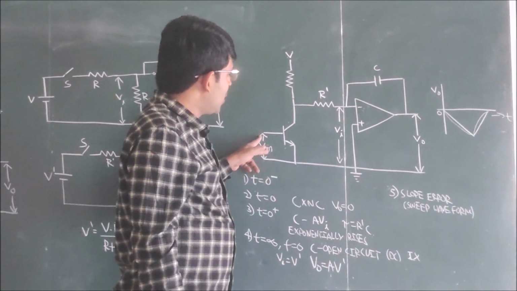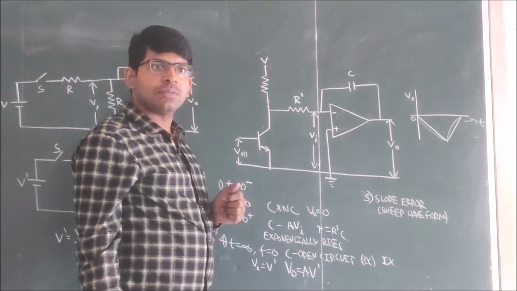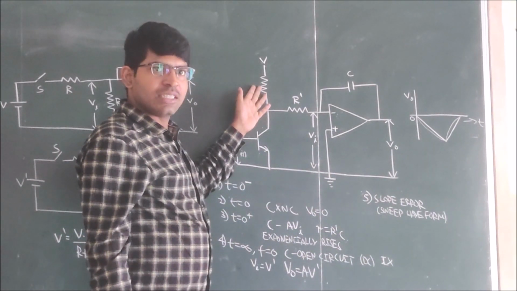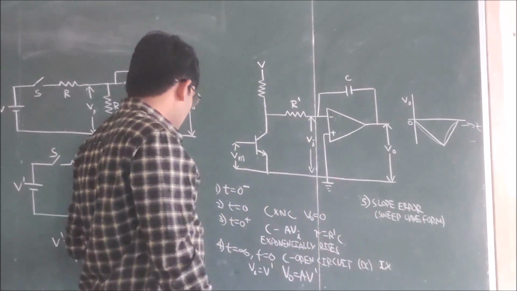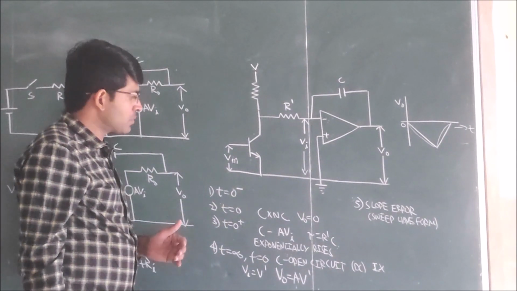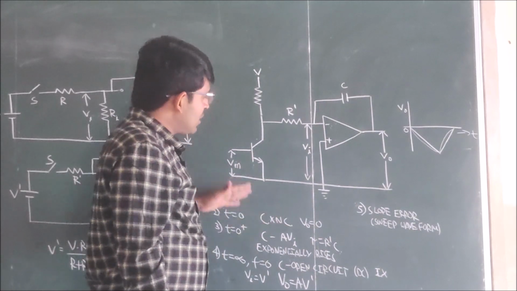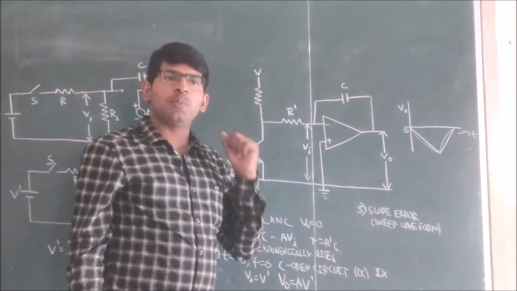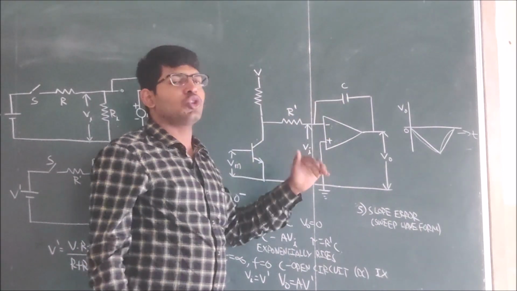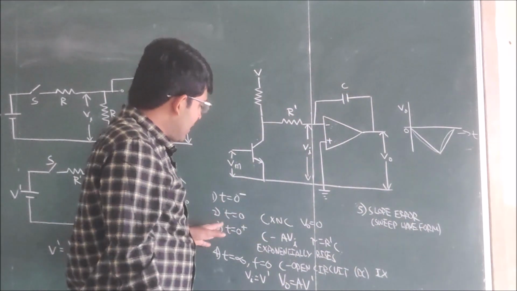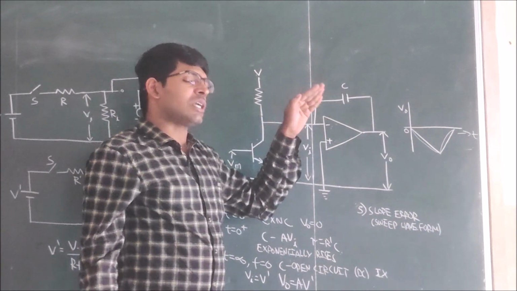So here, input we are giving V in. This is NPN transistor, and this is resistor. This is R dash, we have already discussed, R into Ri by R plus Ri. At t is equal to 0 minus, we are not giving any input. At t is equal to 0, capacitor is not charged, so the output is 0. At t is equal to 0 plus, slowly the capacitor starts charging.